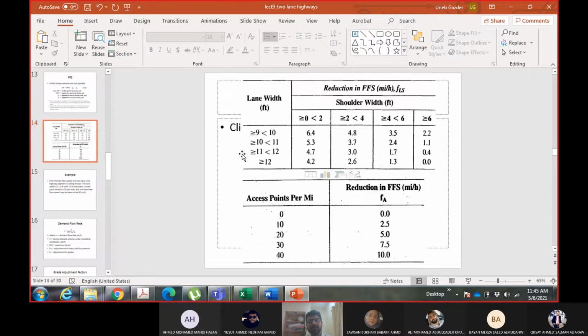Lane width is 11 feet, so 11 feet is here. You can see the equal to sign is with 11 feet here, not here. So if the lane width is 11 feet, you take it from this range, not from that range. Same thing for the shoulder width. Shoulder width is 2 feet. 2 feet means this range, not this one, because here there is no equal to sign with 2. This is for values less than 2. If it is 2, then you come to this range. So for 11 feet lane width and 2 feet shoulder width, the factor is 3.